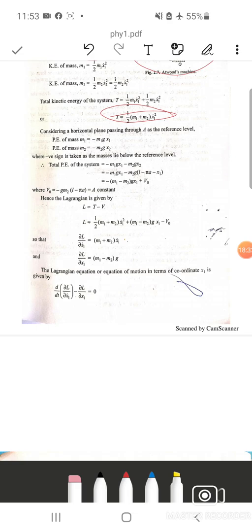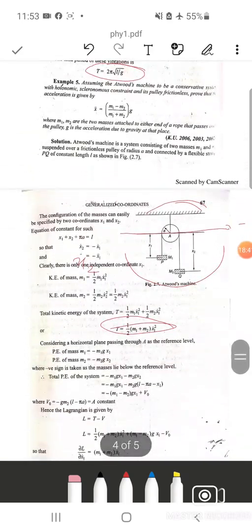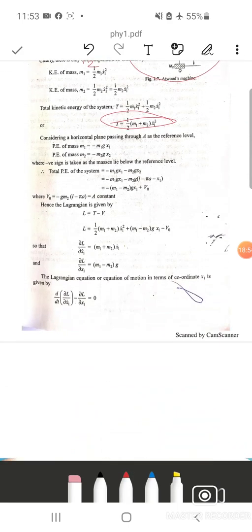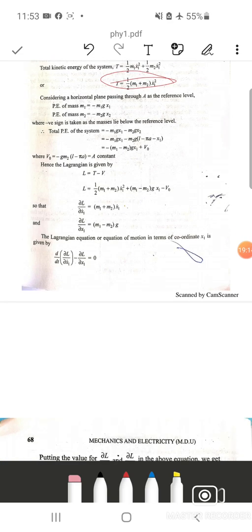Then replacing x2 with x1, we will get x2 equal to L minus pi a minus x1 from the equation. Then solving this, taking m1 minus m2, minus m1 and minus m2 into g x1, plus we will get minus g m2 into (L minus pi a). We can take all of this as a constant, minus g m2 into (L minus pi a), and call it V naught, that is constant. So total potential energy will be equal to minus (m1 minus m2) g x1 plus V naught.